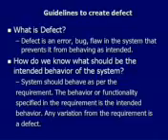But how do we know what should be the intended behavior of the system? The system should behave as per the requirement. The behavior or the functionality specified in the requirement is the intended behavior of the system. Any variation from this requirement is a defect.